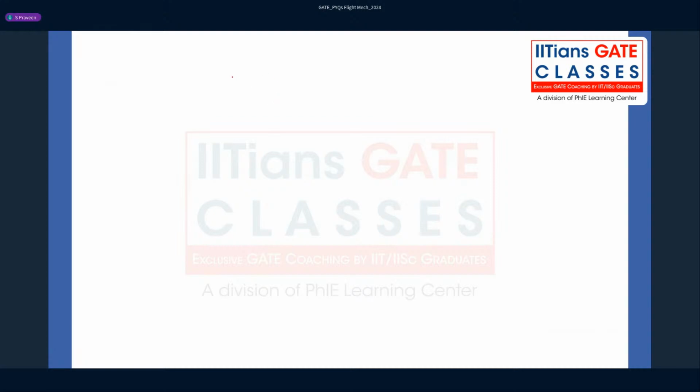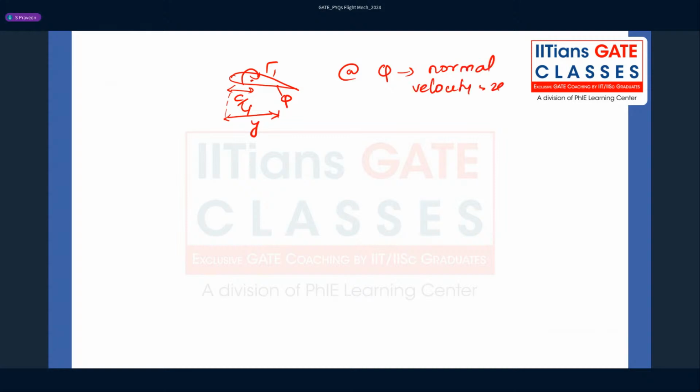Let's consider a simple airfoil like this. There is a circulation here, capital gamma 1, at a distance of c by 4. Let's mark a point here, let this be point q, at a distance y. At point q, your normal velocity is 0. This is what you have to remember: the normal velocity is 0, and you have to determine the point.